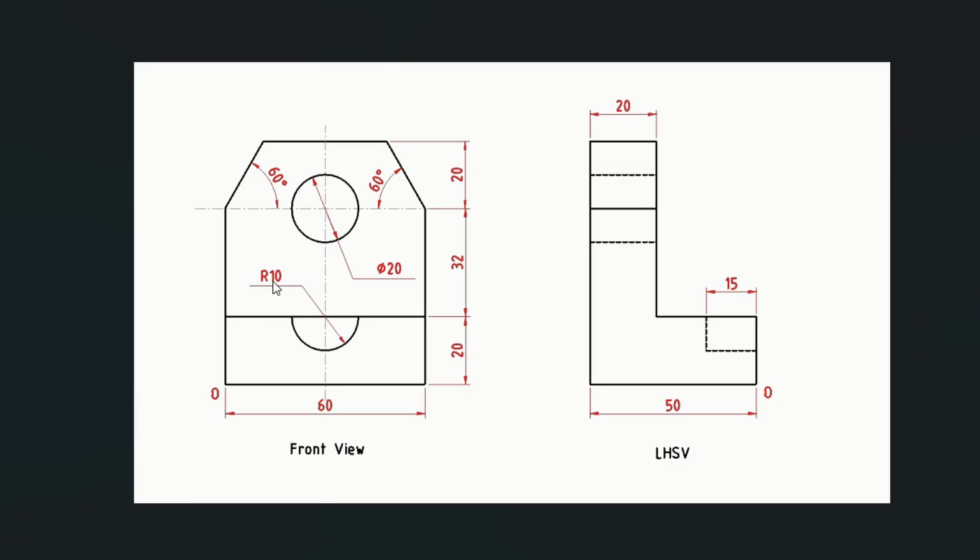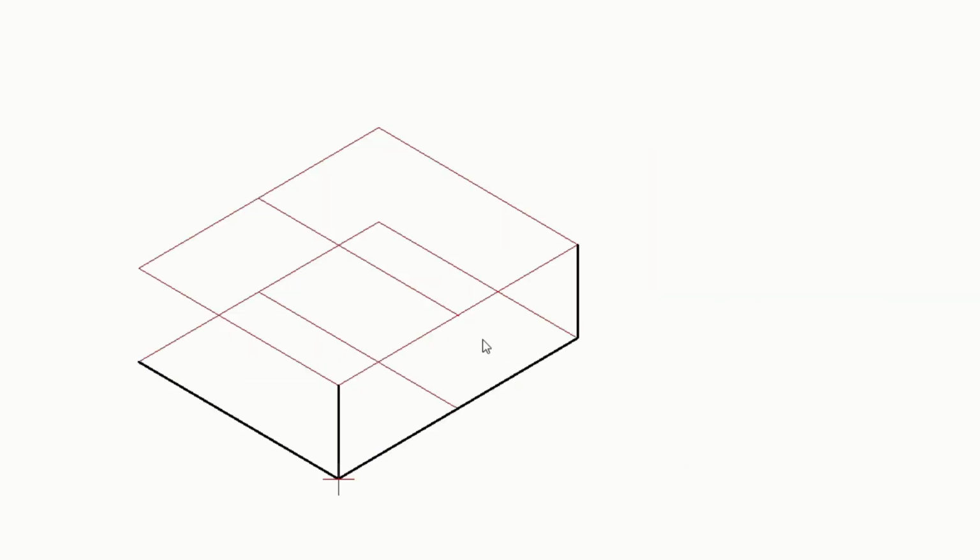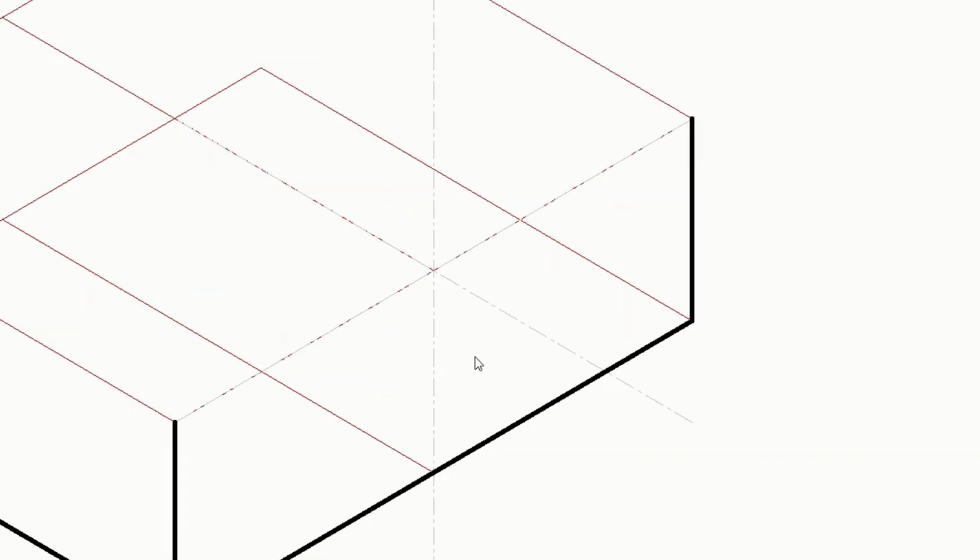The radius is given as R10. The semicircular slot has a radius 10, so naturally the depth of it will be 10 mm. So let's draw that. For this we'll have to locate the center point first, which will be this point. From this point we draw lines along the x-axis, y-axis, and z-axis. So this is the center point, and we have lines along x, y, and z. As the radius is given as 10, let's draw a circle of radius 10 here.